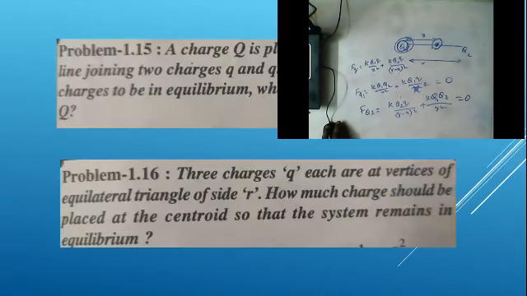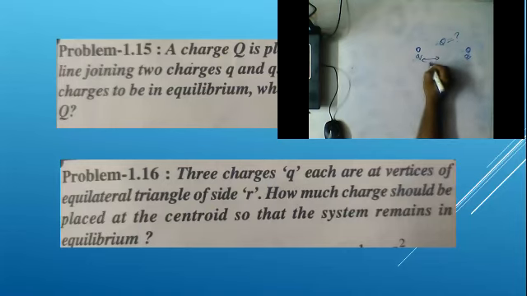Okay, now we'll go to the first question. A charge q is placed at the center of the line joining two charges, capital Q and Q. For the system of three charges to be in equilibrium, what should be the value of capital Q? Now guys, it is a very simple question. Now the point is, what should be the value? Here we have the two charges, so it is Q and it is Q.